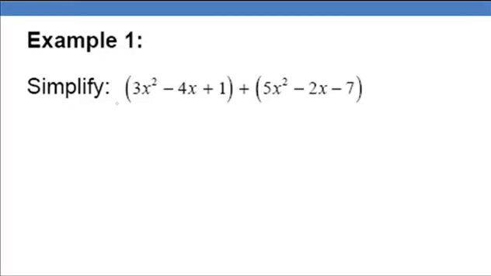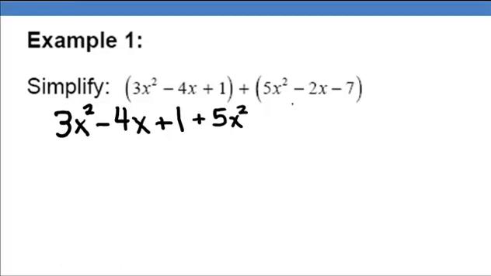So the first set of parentheses can come off to give us 3x squared minus 4x plus 1. We also check the second set of parentheses. Make sure there's no exponent, which there's not, and nothing out in front, which there's not. So this parentheses can also be removed. So plus 5x squared minus 2x minus 7.